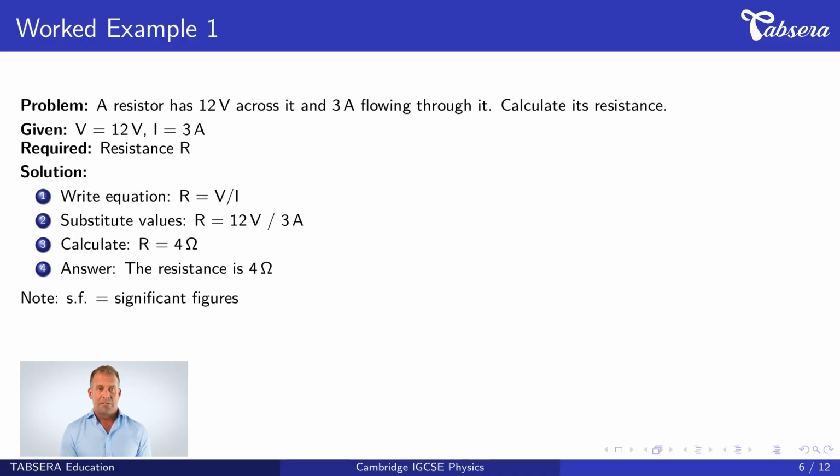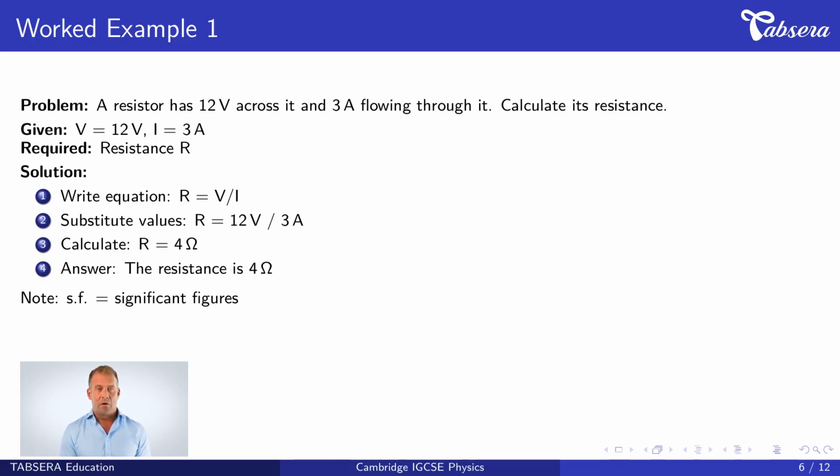Let's work through our first example. The problem states, a resistor has 12 volts across it and 3 amperes flowing through it. Calculate its resistance. We are given voltage equals 12 volts and current equals 3 amperes. We need to find the resistance value.